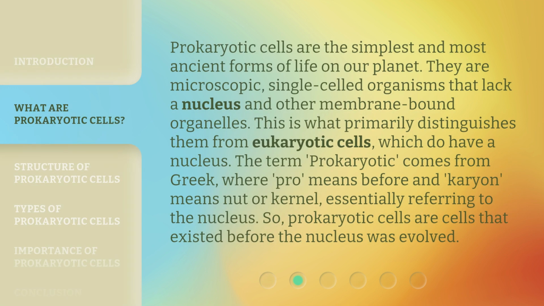Prokaryotic cells are the simplest and most ancient forms of life on our planet. They are microscopic, single-celled organisms that lack a nucleus and other membrane-bound organelles. This is what primarily distinguishes them from eukaryotic cells, which do have a nucleus.